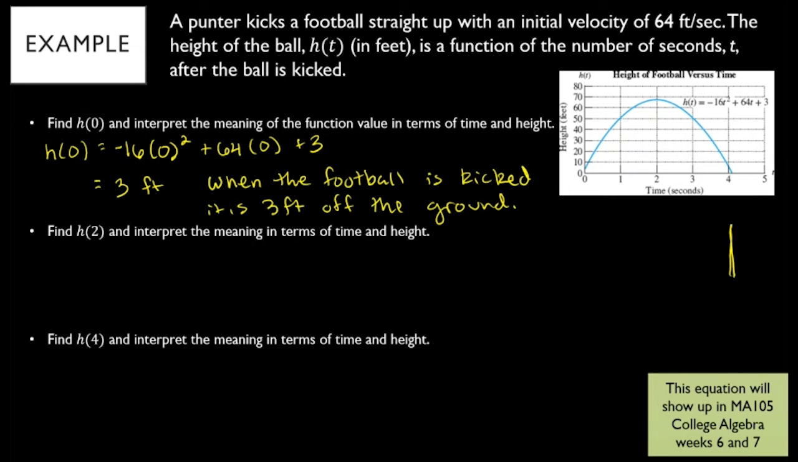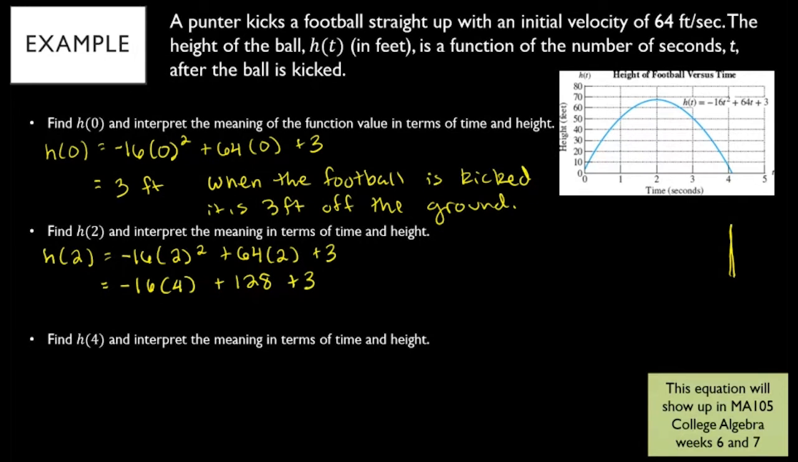So now we want to find h of 2 and interpret the meaning in terms of time and height. So h of 2 now means we're replacing t with 2. So we have negative 16 times 2 squared plus 64 times 2 plus 3. So we're going to have several steps here. First off, 2 squared is 4. So I have negative 16 times 4. And 64 times 2 is 128 plus 3.